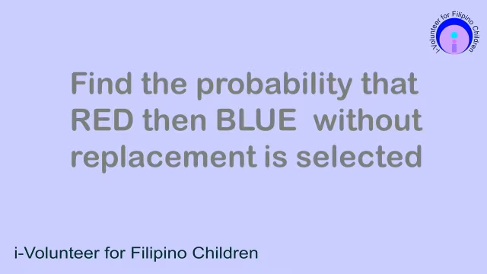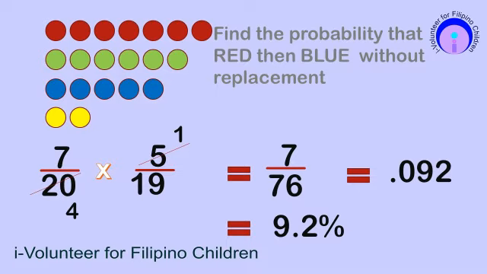Find the probability that red, then blue, without replacement is selected. Without replacement ay ibig sabihin hindi na ibabalik yung red marble. That means kulang na sa 20 ang total number of marbles. Therefore, 7 over 20 times 5 over 19. For cross-multiplying, we have to cancel 5 and then 20. Decimal equivalent is 0.092 or 9.2%.